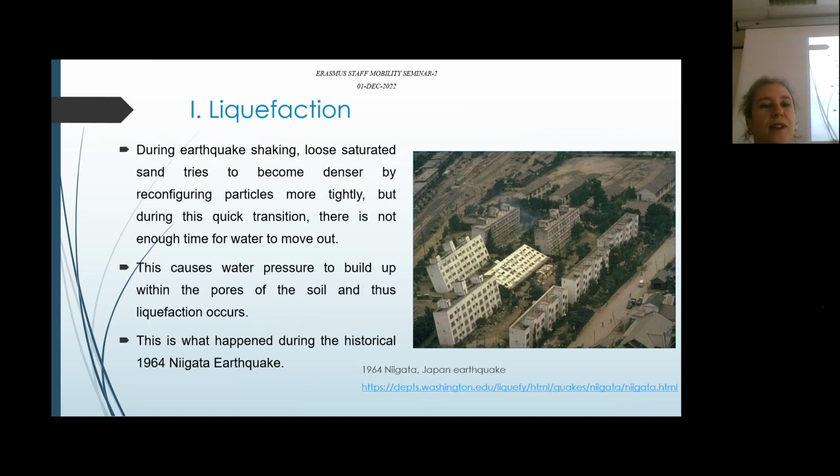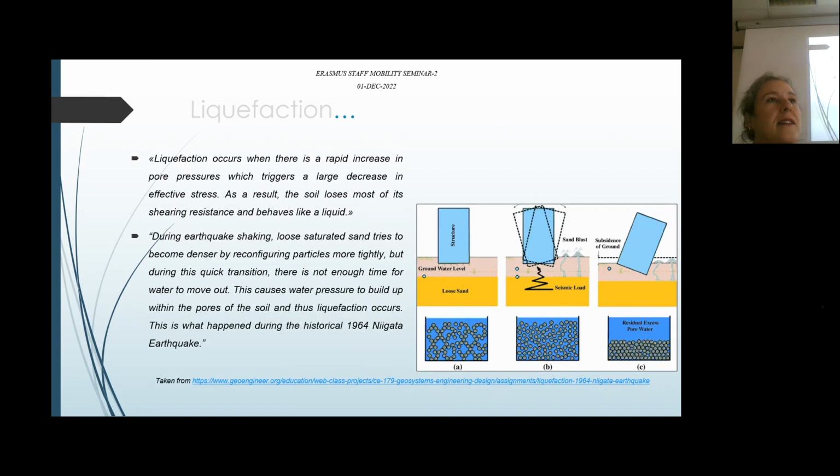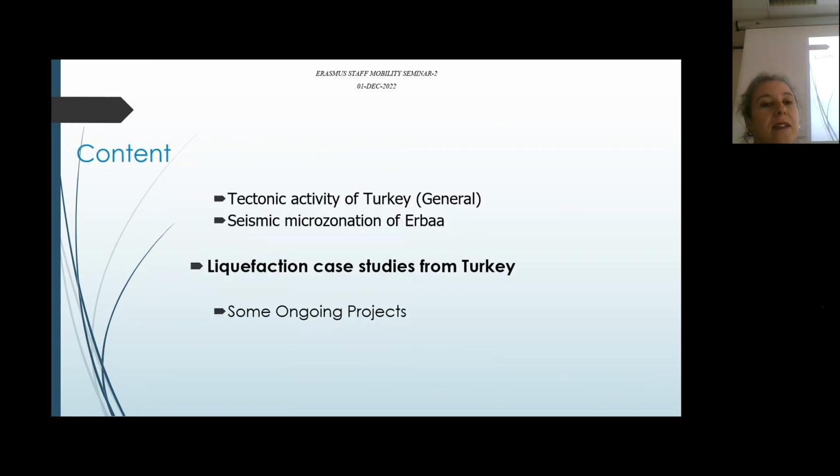As you already discussed and learned, liquefaction is a complex phenomenon, starting with the Niigata earthquake, and there are some requirements for it. But before we start, I'm going to firstly talk about the tectonic activity and the important things I would like to emphasize regarding seismic activity. Then I will continue with the microzonation study for my PhD area, and then the liquefaction case studies, as I told you.